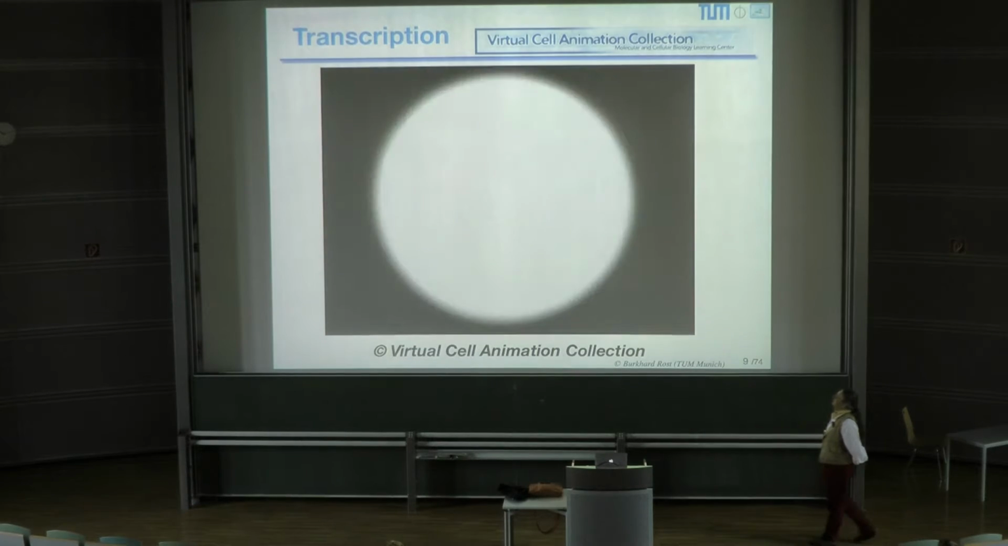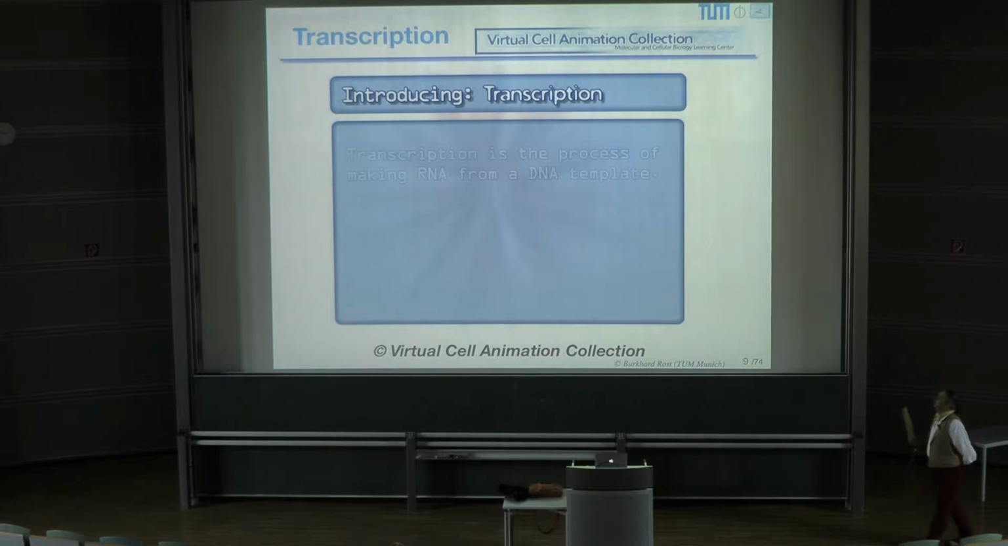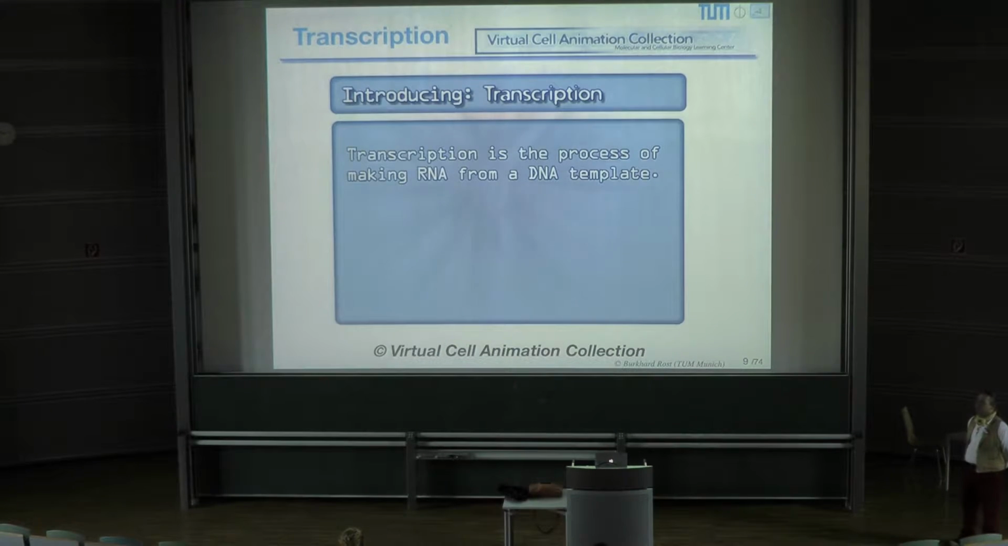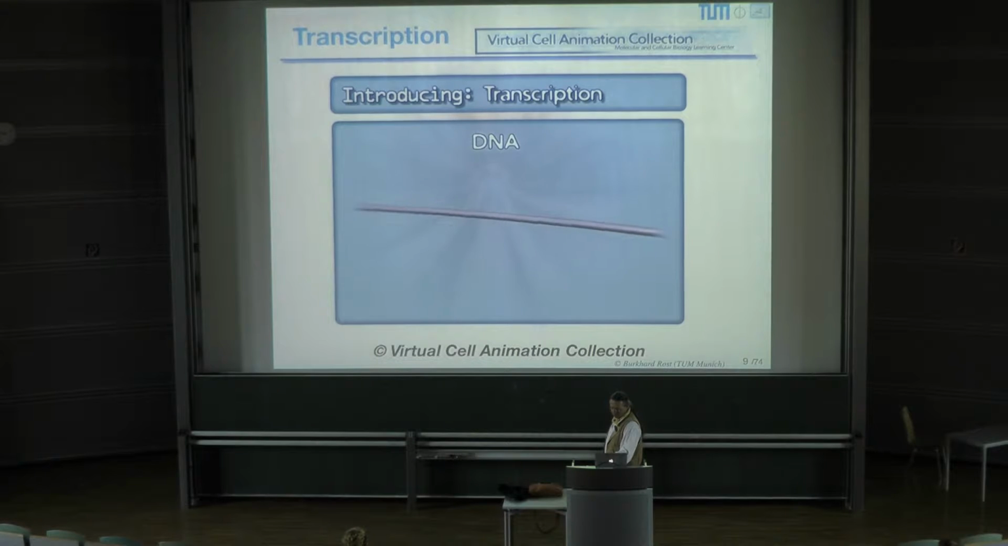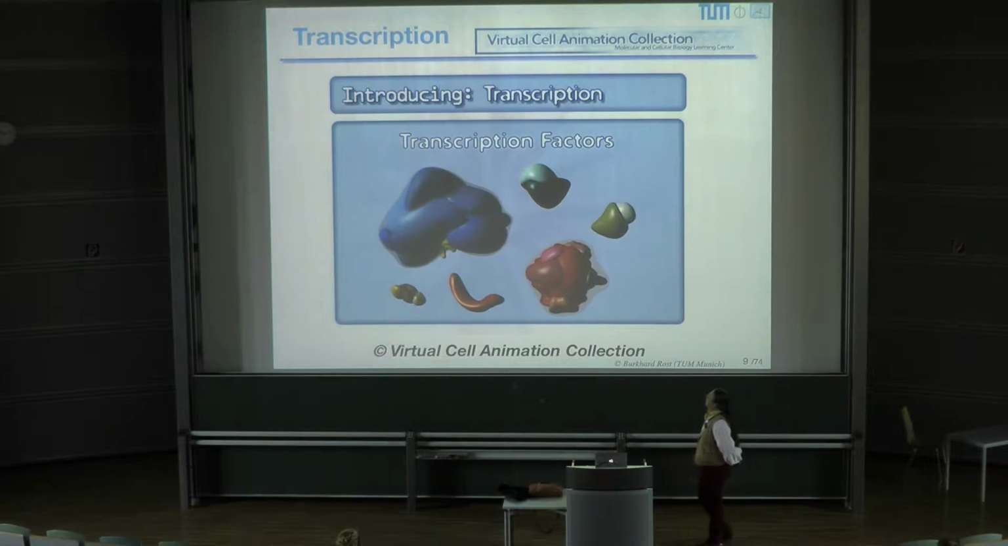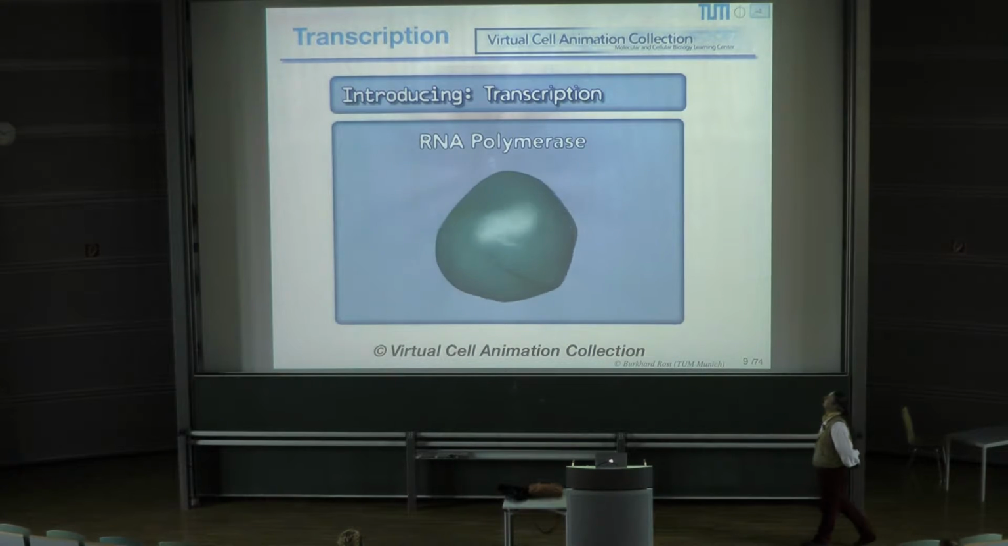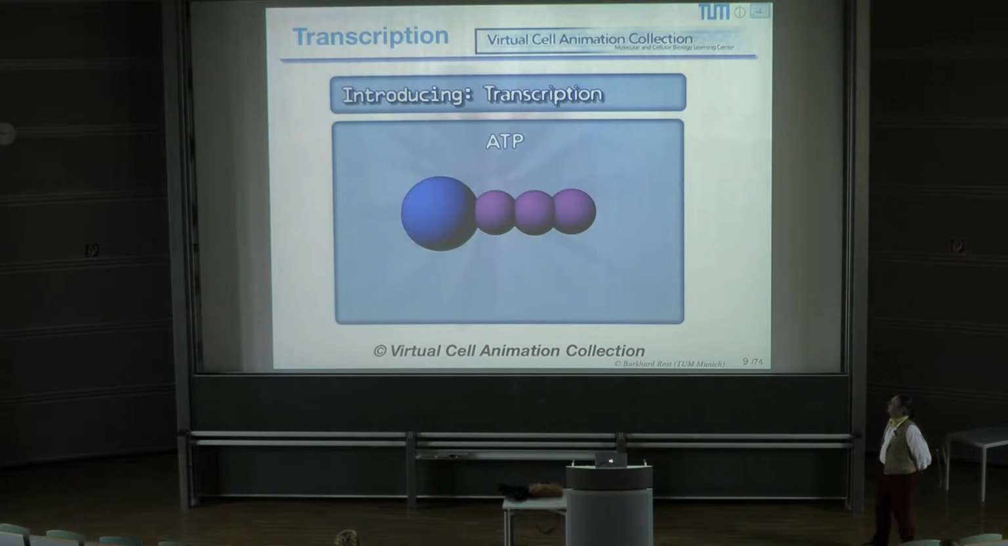So again, this is the step going from the genes, from the DNA to the RNA. DNA, transcription factors, RNA polymerase, and ATP.